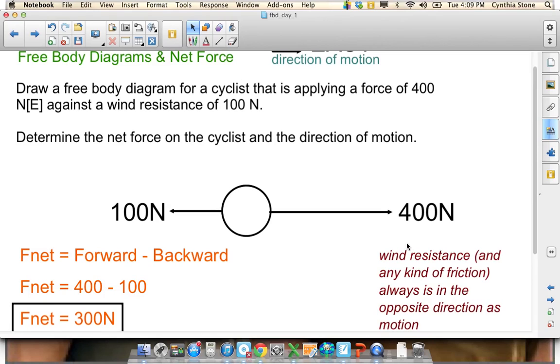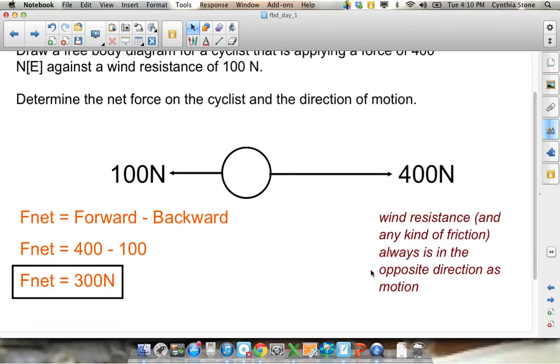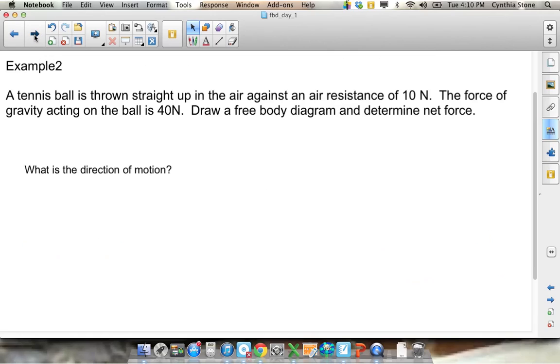That's really the only way that makes sense. Wind resistance is always opposing the motion, okay? And then finding the net force is the forward force minus the backward. So it's 400 minus 100, or 300 newtons. Okay? Take time to get that down, but I'm going to skip to the next example.